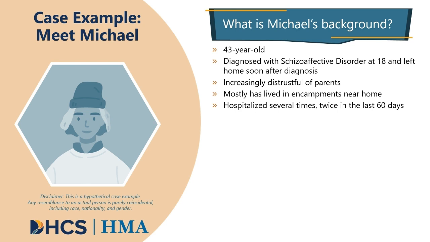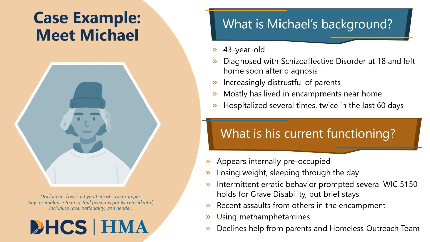So he's been hospitalized several times in his life, including twice in the last 60 days, but he's been discharged after a brief hold. And he learned that in order to be discharged, he would have to agree to take medication until he was back out on the street. So what's his current functioning?